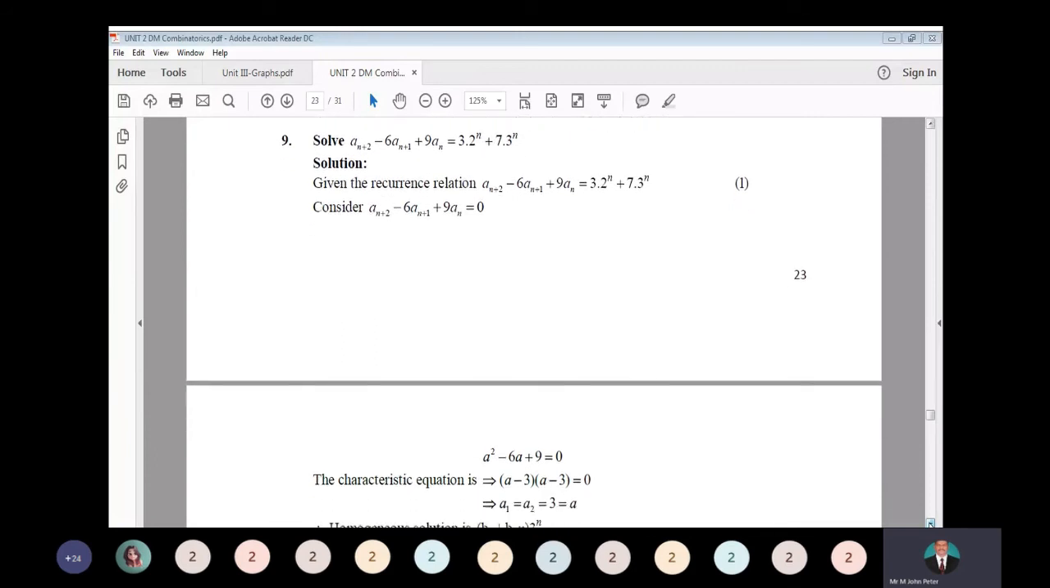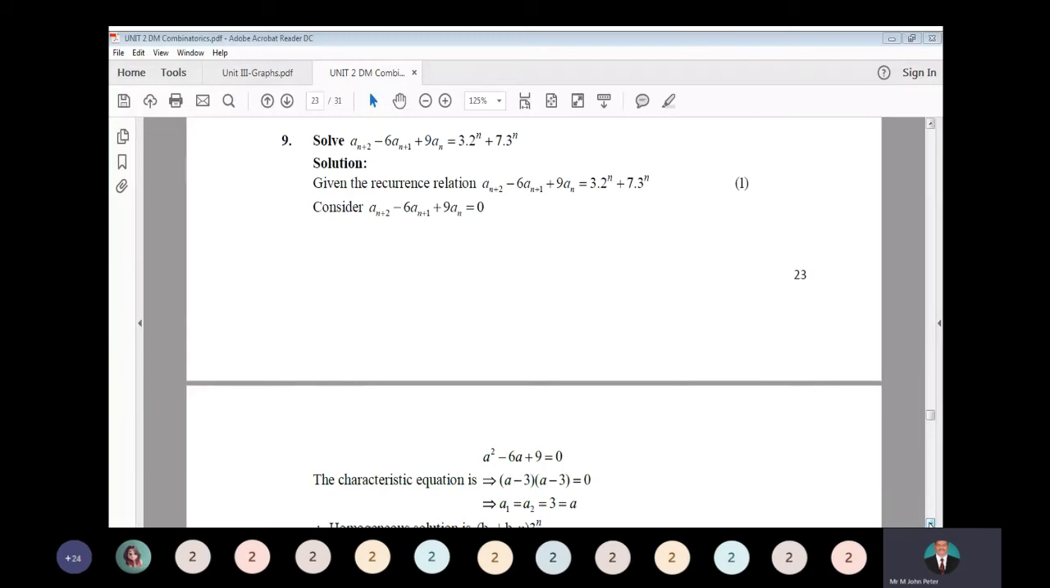Solve a n plus 2 minus 6 times a n plus 1 plus 9 a n is equal to 3 into 2 power n plus 7 into 3 power n. So the given recurrence relation is a n plus 2 minus 6 a n plus 1 plus 9 a n is equal to 3 into 2 power n plus 7 into 3 power n.